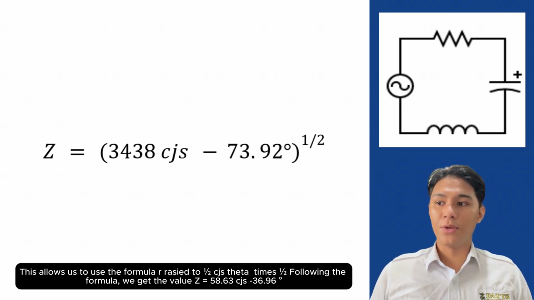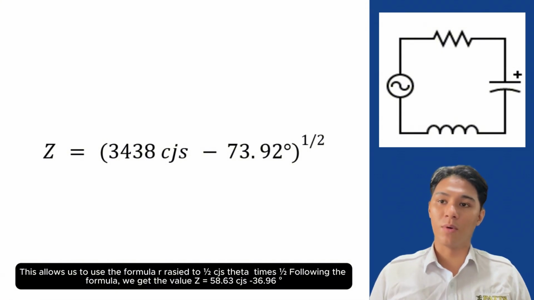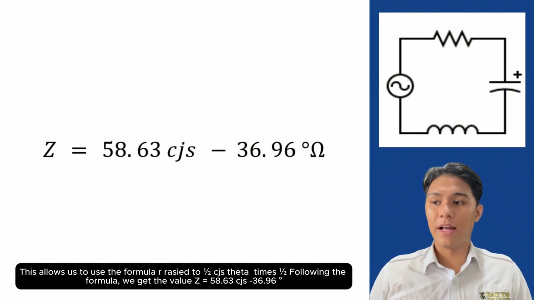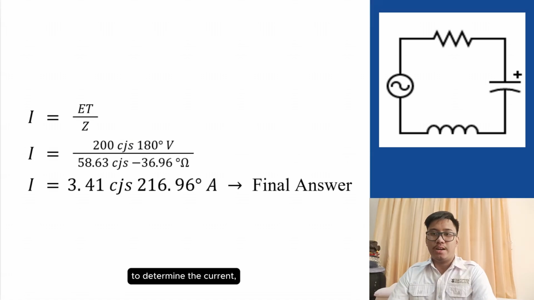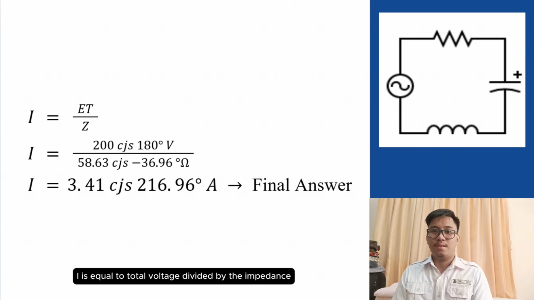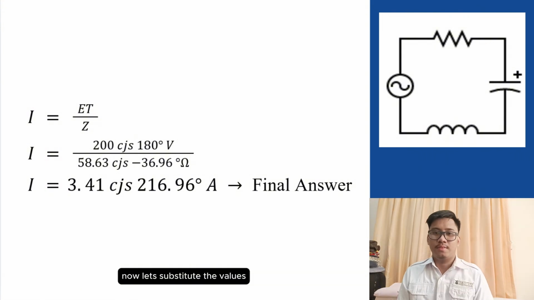This allows us to use the formula r raised to 1/2 ∠θ times 1/2. We get the value Z is equal to 58.63∠-36.96 degrees ohms. To determine the current, we'll use the formula I is equal to total voltage divided by the impedance. Now let's substitute the values.